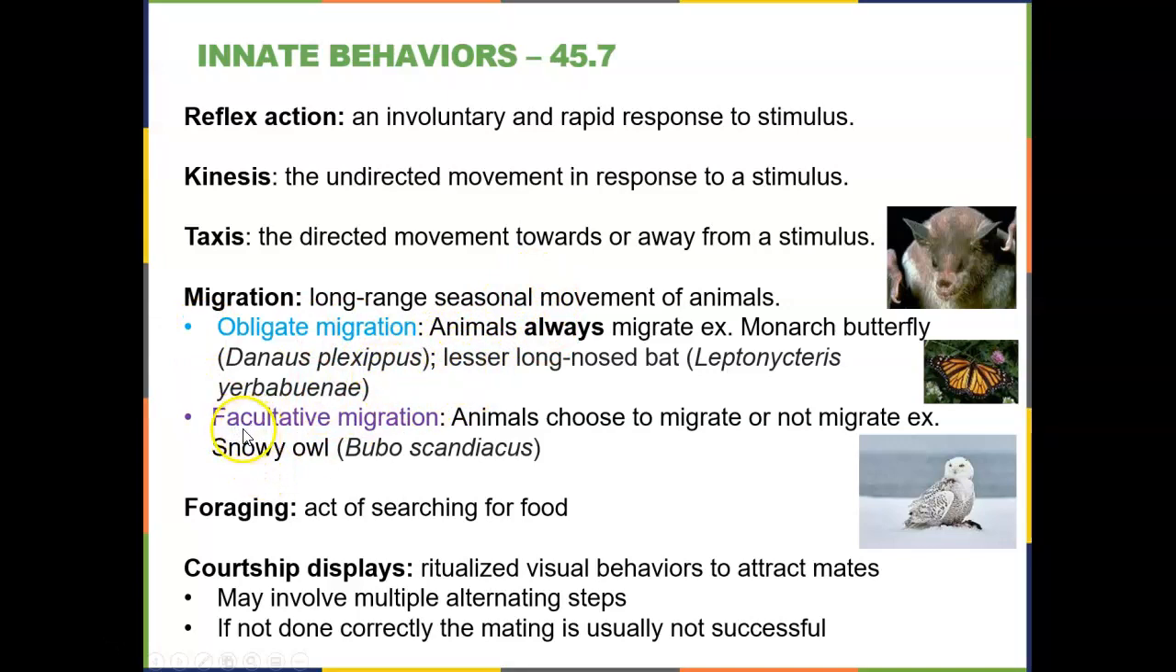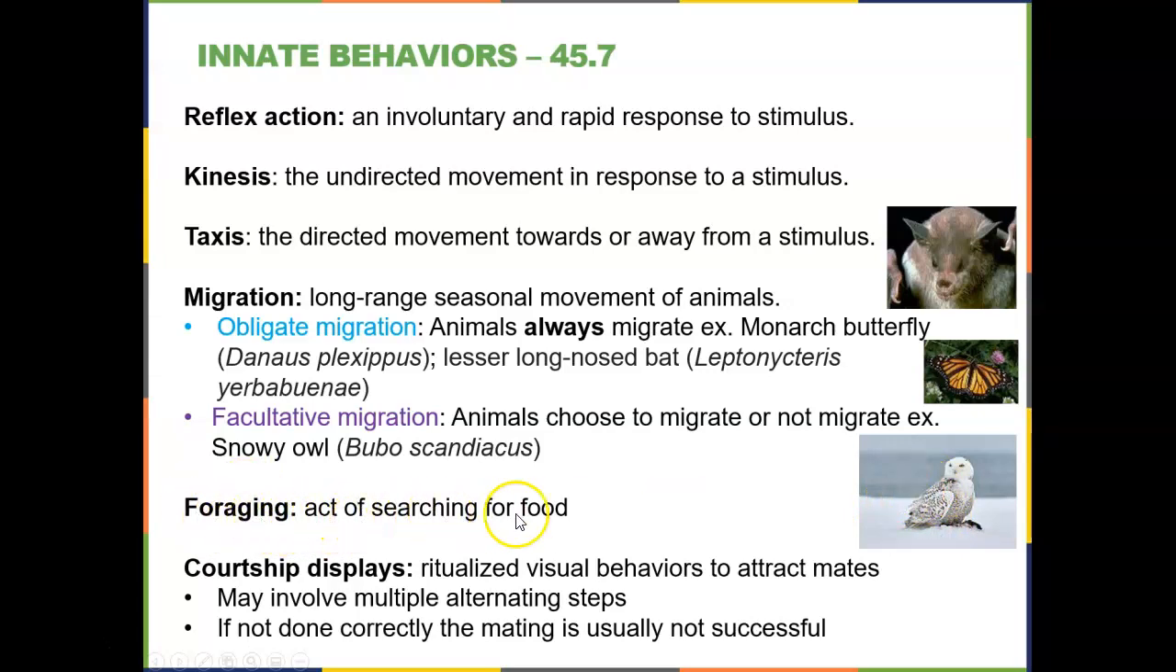Also, we have facultative migration. These animals may choose to migrate or may not migrate. It could depend on the resources. So, for example, the snowy owl may move in winter from Canada down to the New England area. And we see these often on the beaches of New Hampshire because there may not be enough resources for them in winter in Canada. Another innate behavior is foraging.